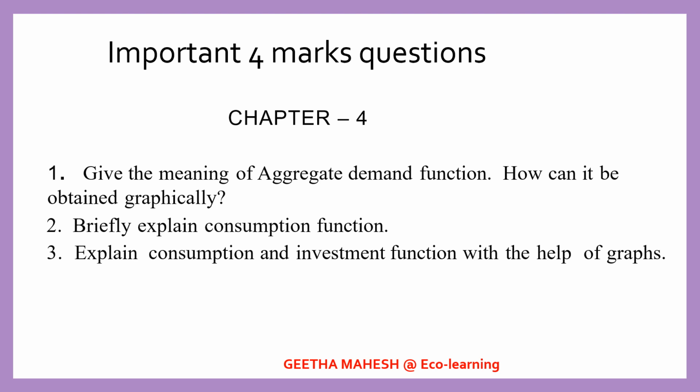Then fourth chapter, determination of income and output. From this chapter, you can expect 1 4-mark question. So there are 3 important questions, that is, give the meaning of aggregate demand function. How can it be obtained graphically? Explain consumption function. Then explain consumption and investment function with the help of a graph. So from this chapter, you can expect 1 question.